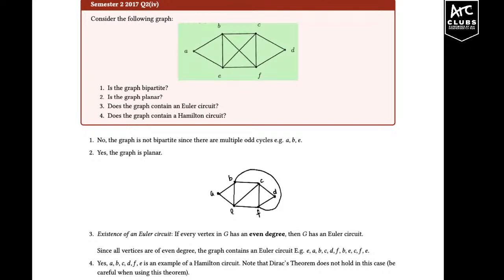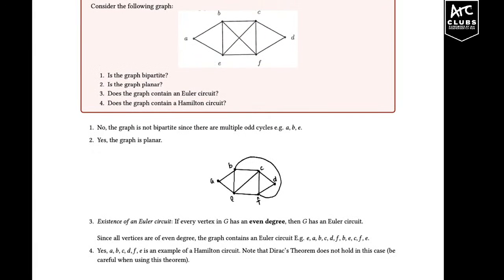Okay, so another question here. You're given the following graph and it says to work out if the graph is bipartite, planar, if it contains an Euler circuit or a Hamilton circuit. Okay, so very straightforward. Question 1, the graph is not bipartite, right? And the reason for that is because there are multiple odd cycles, right?